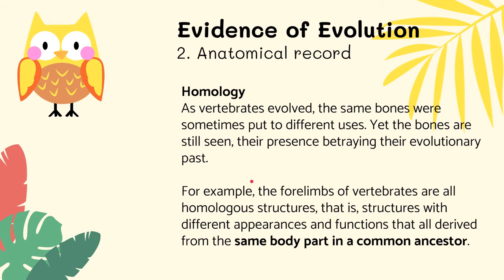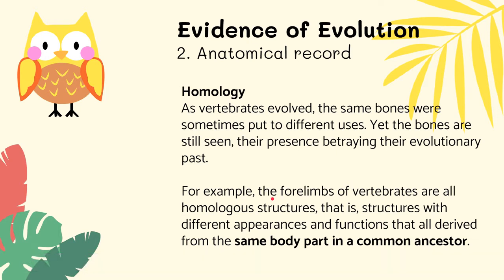The second evidence of evolution would be the anatomical record. So the first one would be homology. Homology, homo, similar, the same. So as vertebrates evolved, the same bones were sometimes put into different uses. Yet the bones are still seen and their presence betrays their evolutionary past.